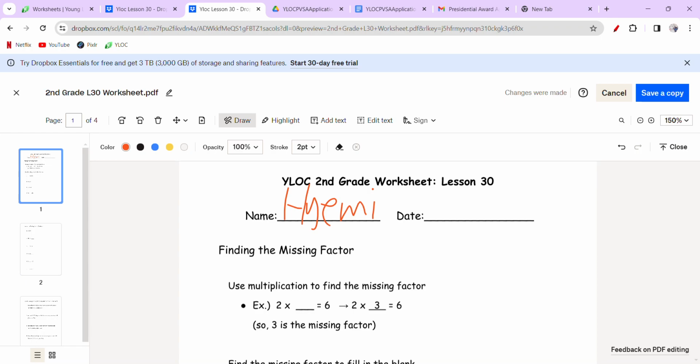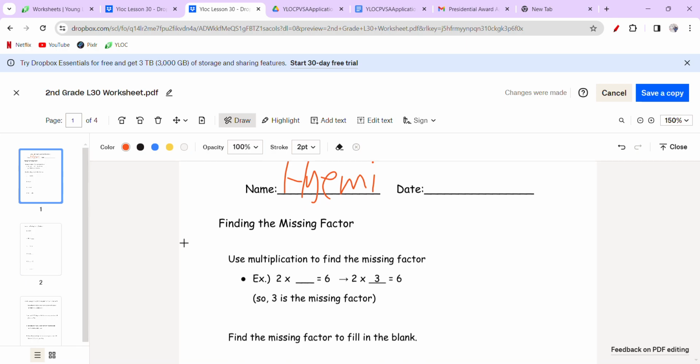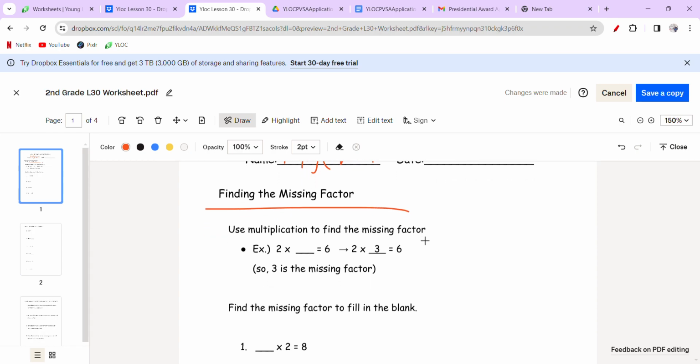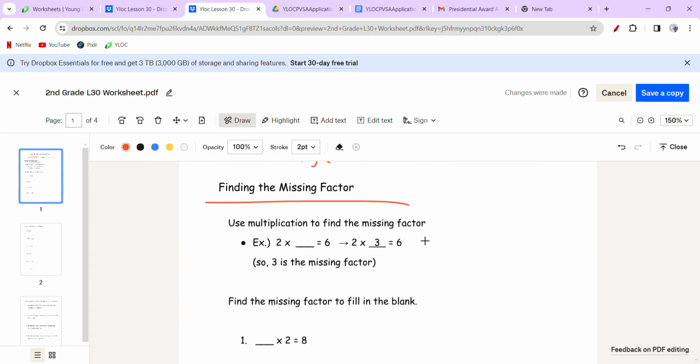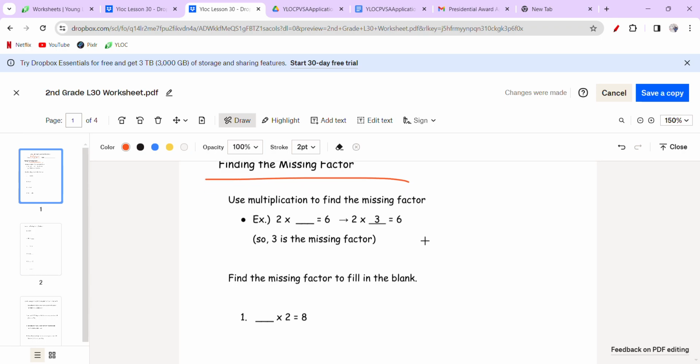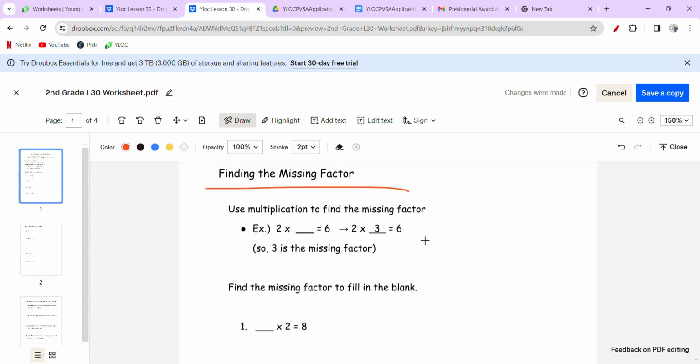Okay, so reaching lesson number 30, we are going to learn about finding the missing factor. This is all about multiplication, so by now, you guys should start having the multiplication table memorized. Hoping that you guys have it memorized. If you look at the example over here, use multiplication to find the missing factor.